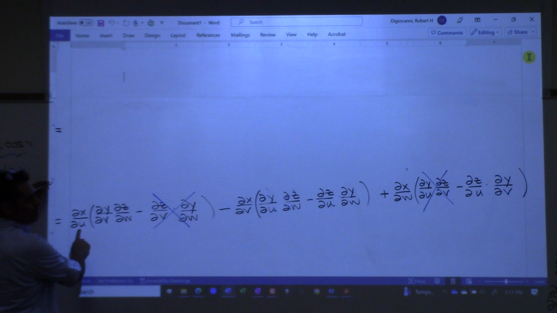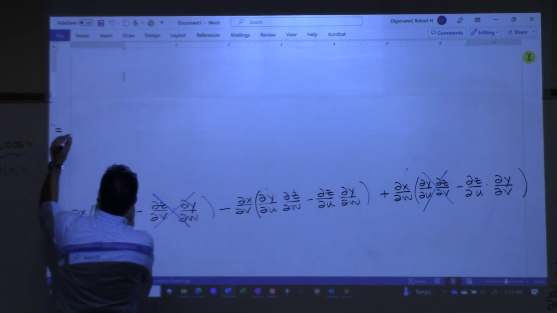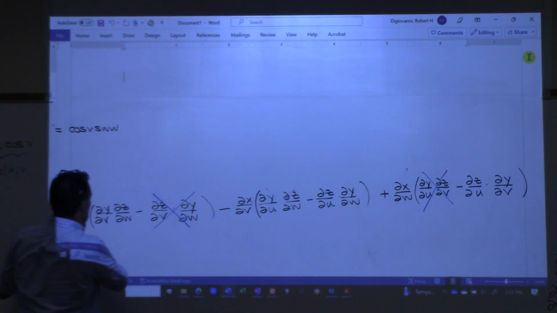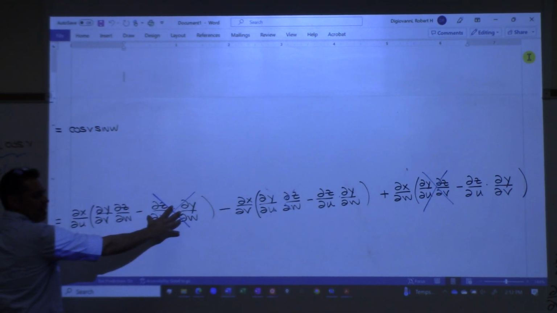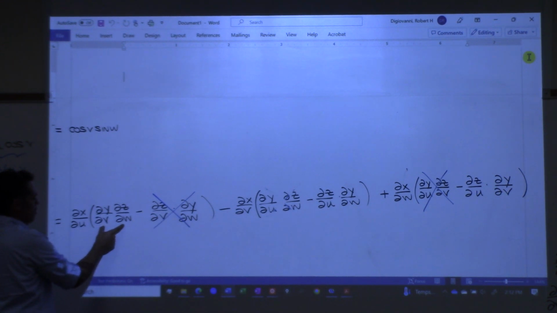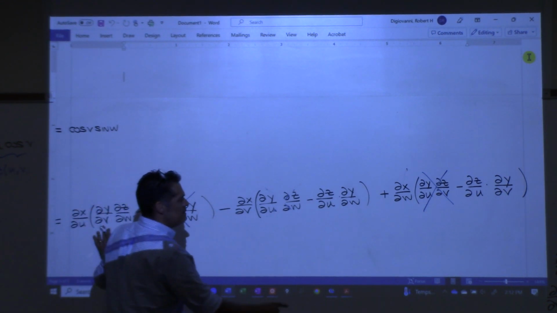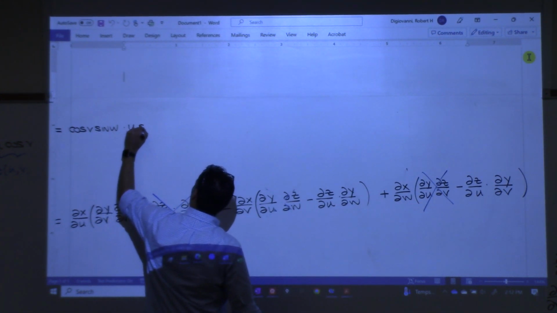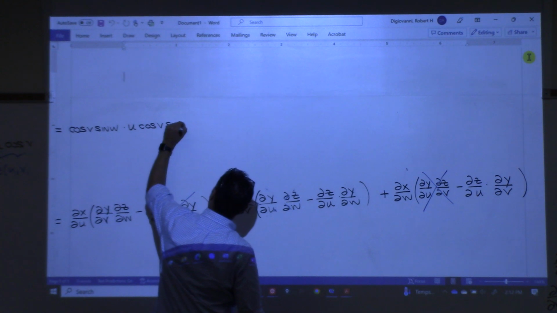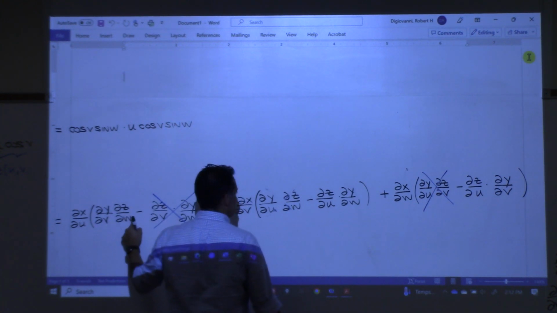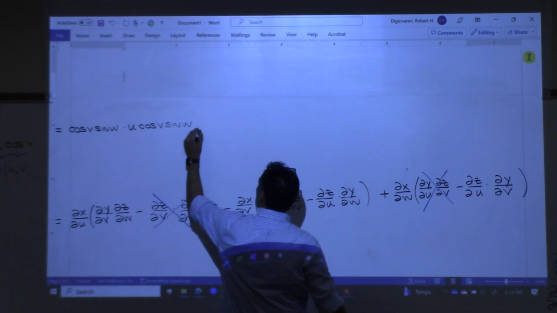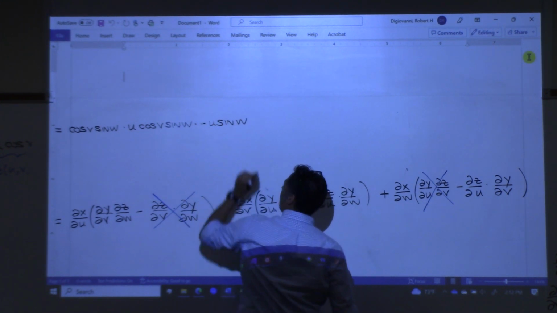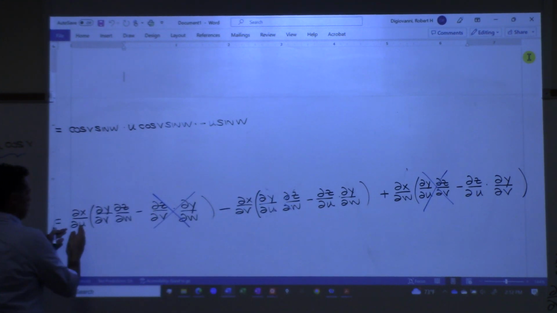Okay, so now let's do this. Partial x with respect to u: cosine v, sine w. Okay, times, now I don't need parentheses because this term's not here, right? So I just need these two multiplied next to it. So partial y with respect to v, u cosine v sine w. And then I still need partial z with respect to w, which is times negative u sine w. That's these three multiplied.